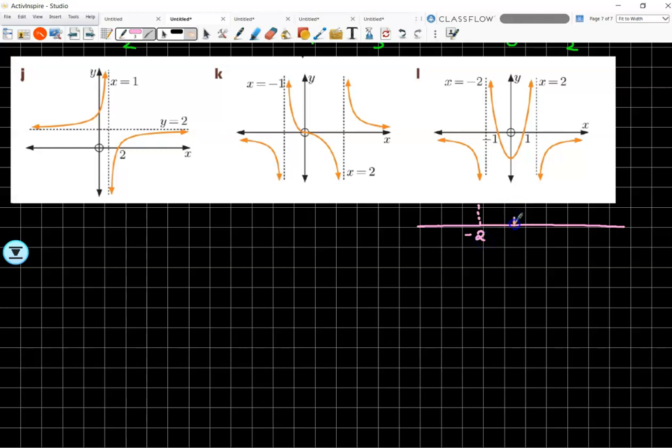So -2, and then I've got -1. Does your number line have to be to scale? No. But, you know, if you've got it right underneath each other, go for it. But then it might get a bit squishy. 1, and then dot, dot, dot, dot, dot, 2.